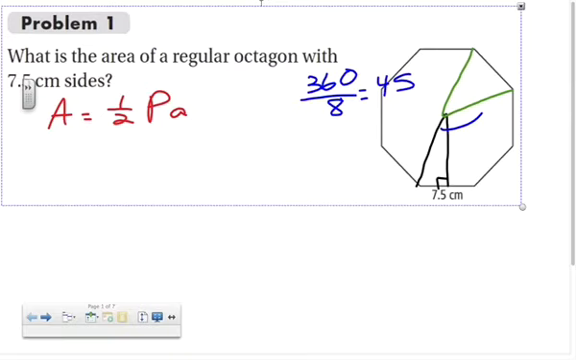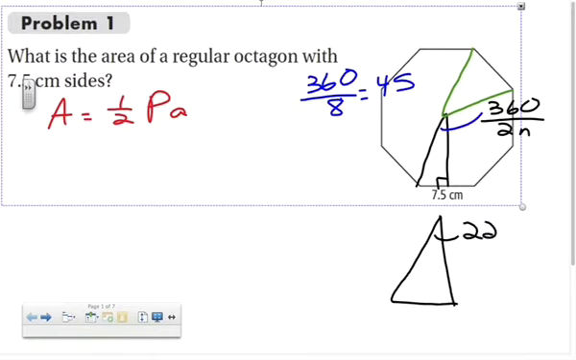So the habit that you want to start getting into is realizing that the measure of that angle is not 360 divided by the number of sides. It's 360 divided by twice the number of sides. Okay, so this angle here is 360 divided by 2n every time. So in this particular instance, this triangle that we're dealing with here, this angle is 22.5.